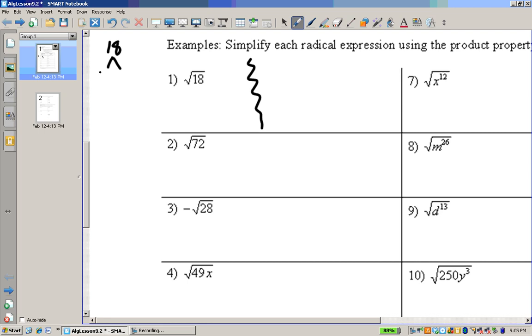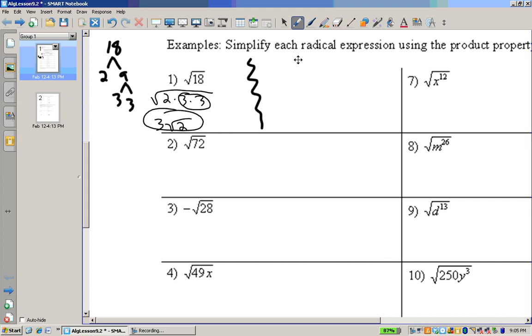18, 2 divides into it 9 times, and that's 3 and 3. So this will be the square root of 2 times 3 times 3. Now you notice that there are two 3's. Basically, for every 2 you see, pull 1 outside. So it's 3 square roots of 2.